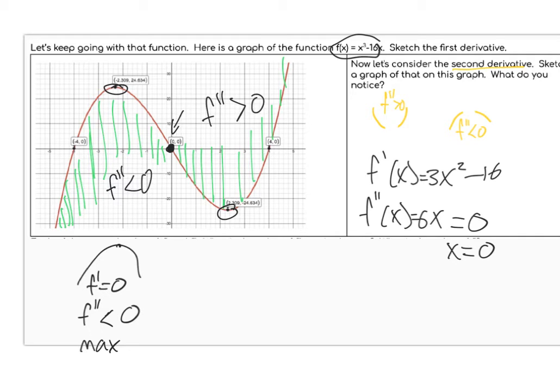So same thing here. f prime equals 0, f double prime is greater than 0, in other words, we're concave up. That has to be a minimum. There's no way to make a horizontal tangent line and be concave up unless that's a local minimum.